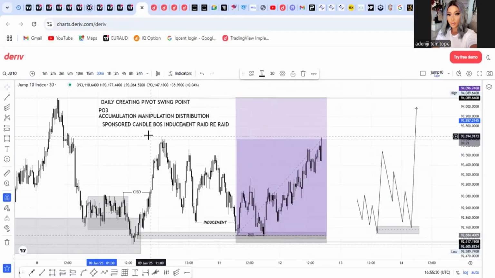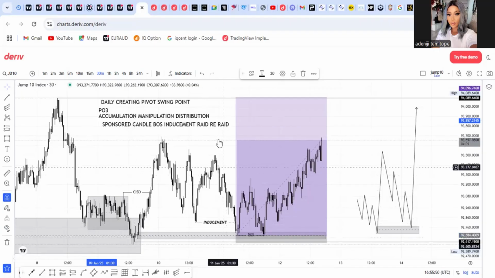Now, the reason I put the sponsored candle first is for you to know that after your accumulation manipulation, you are only waiting for price to drive back to your sponsored candle. You are not jumping in on any level. You're waiting for this level. You're not using your breaker. You're waiting for the sponsored candle.